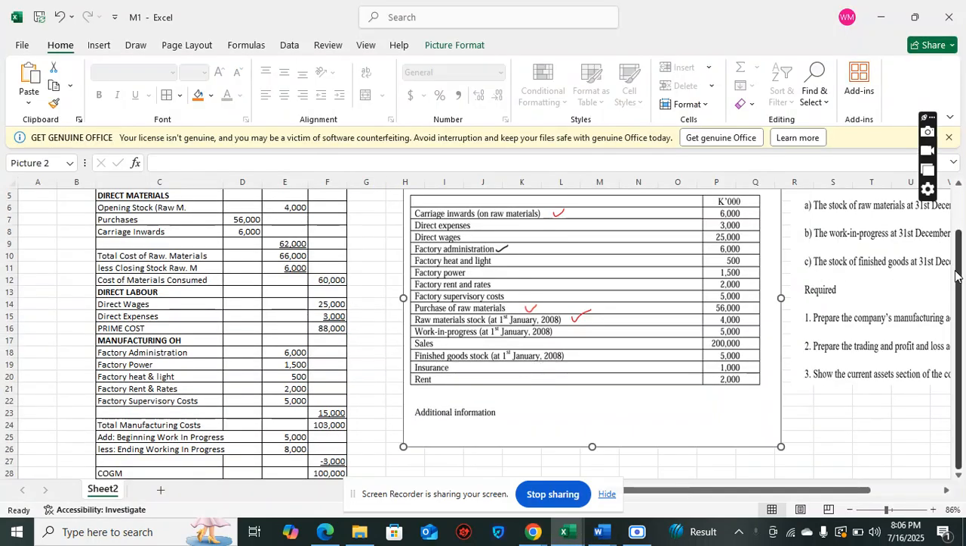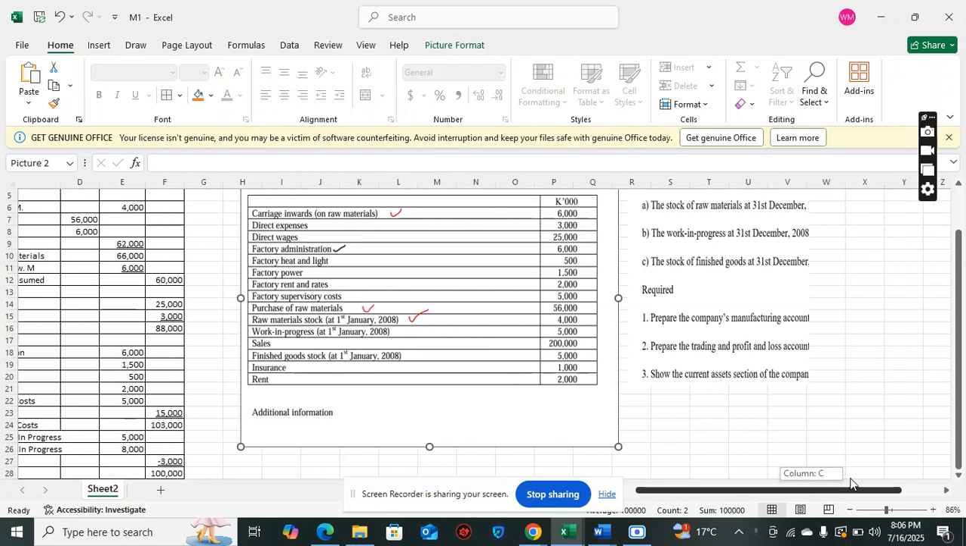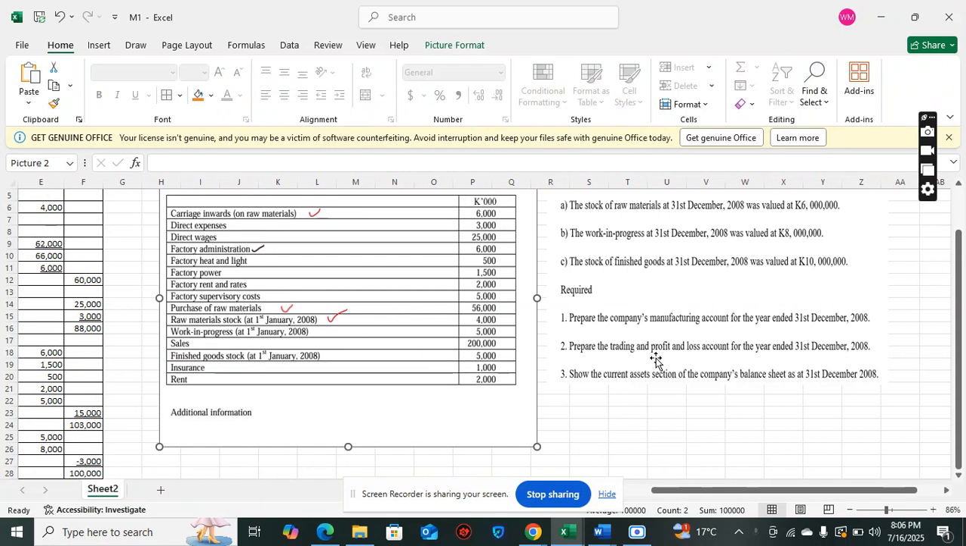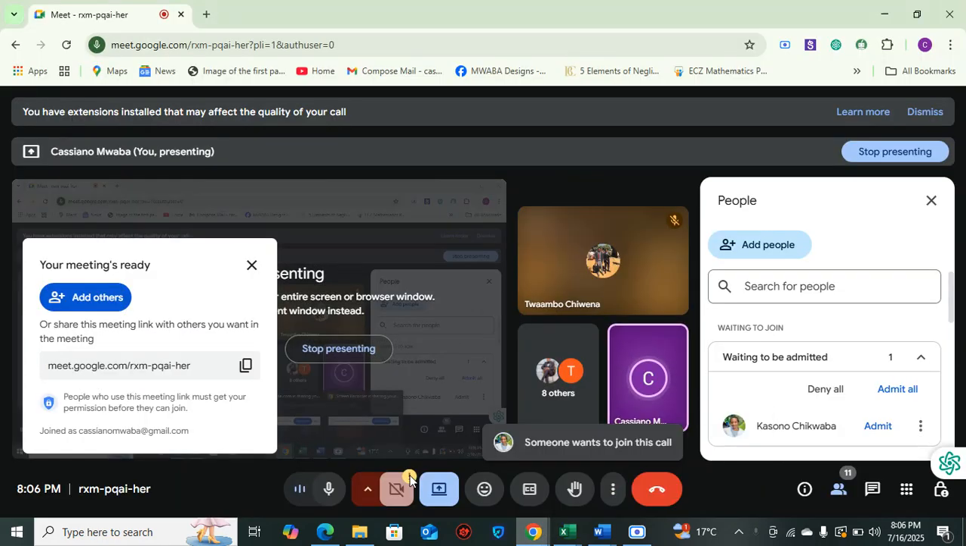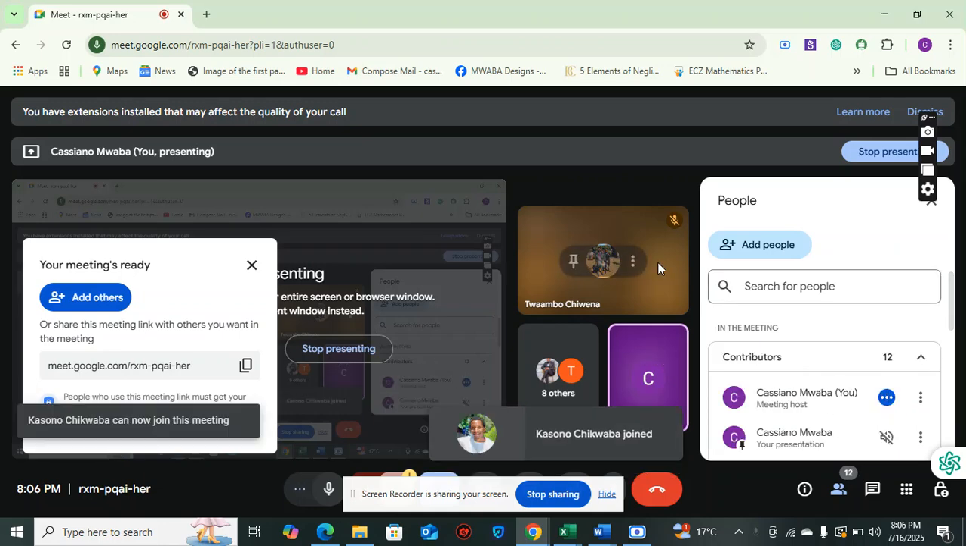Okay, we're still looking at this question. We tabulated the cost of manufacturing the goods. Looking at part two, where we have to prepare the trading and profit or loss account for the year ended. The purpose of the trading account is to get gross profit. Then the purpose of the statement of profit or loss is to get net profit.